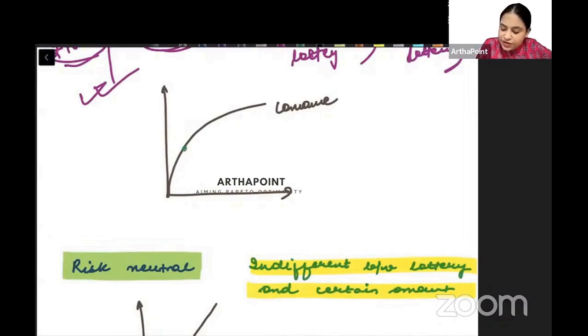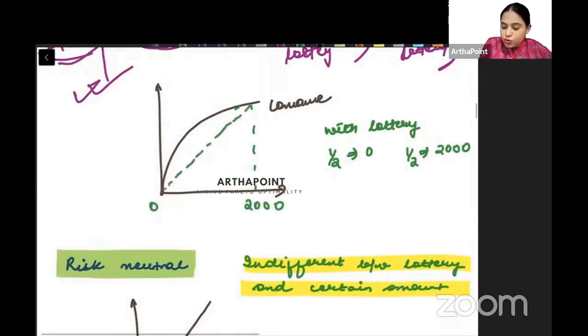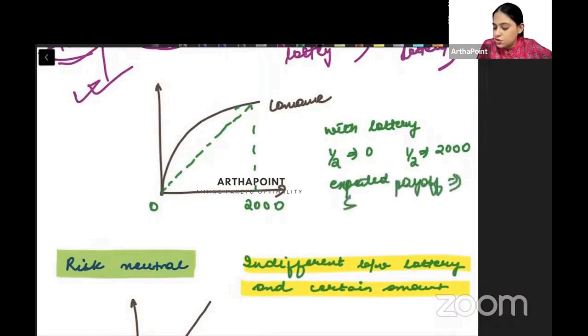We had seen this when we were going ahead. Suppose, let's take the same example. Suppose there are two options with lottery. With probability half, you are getting 0. With probability half, you are getting 2000. तो यहाँ पे हमारा 2000 है. Here I have 0. I am joining these 2 points. And the expected payoff is coming out to be 1000. So I'm drawing 1000 here.